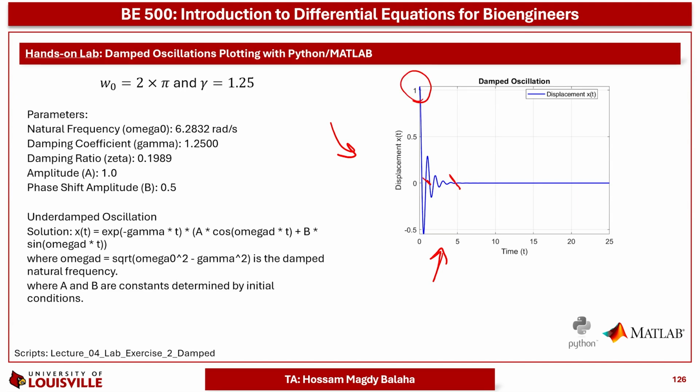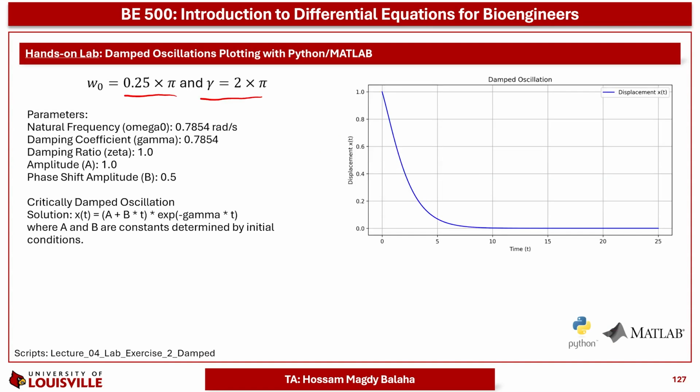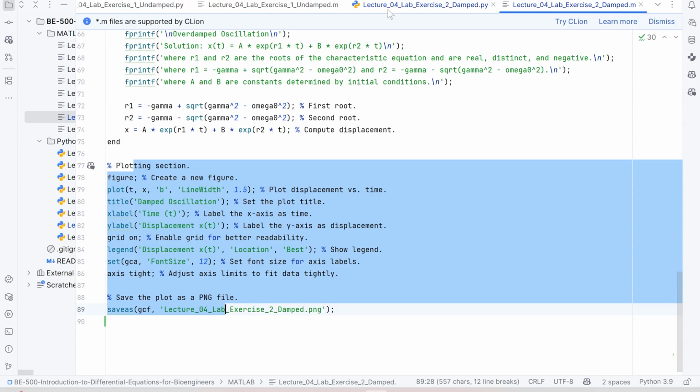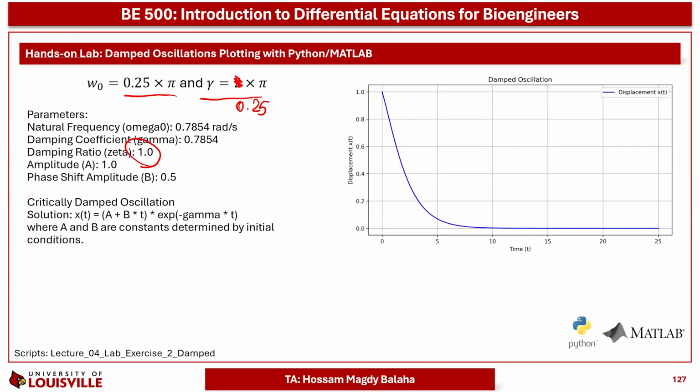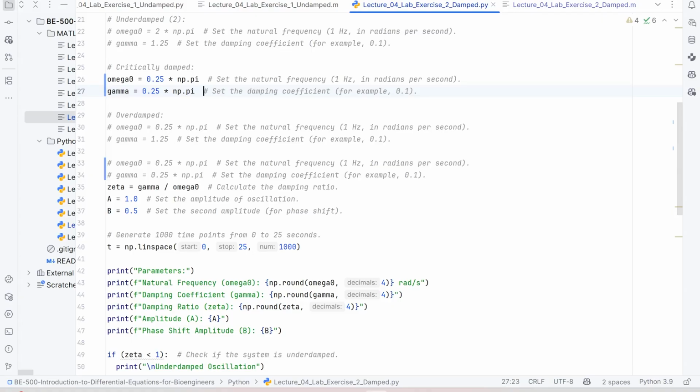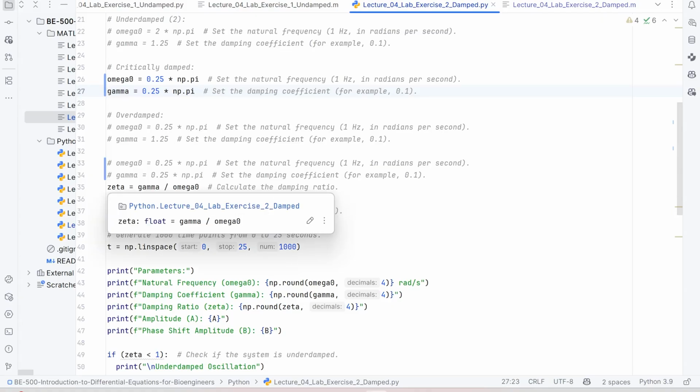Let's move to the critically damped oscillation example. Here we defined omega naught to be 0.25 pi and gamma to be 2 pi. In this case, the damping ratio, or zeta, will equal 1. Let's return to our script. Let's comment this and uncomment this. Omega and gamma have the same values, so there is a typo here. There should be 0.25.